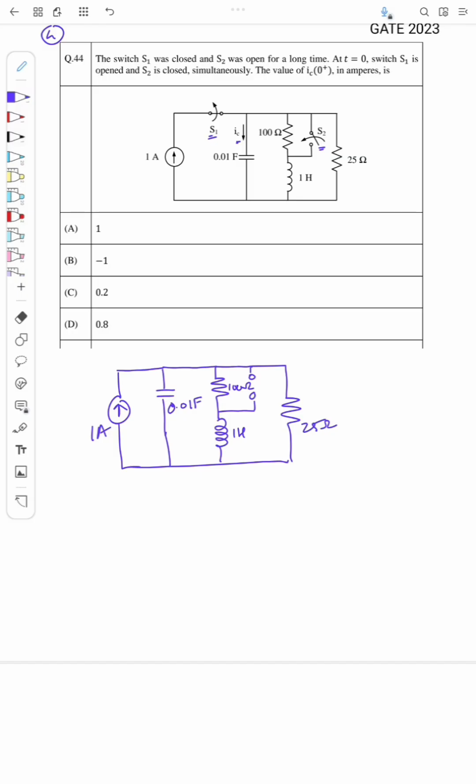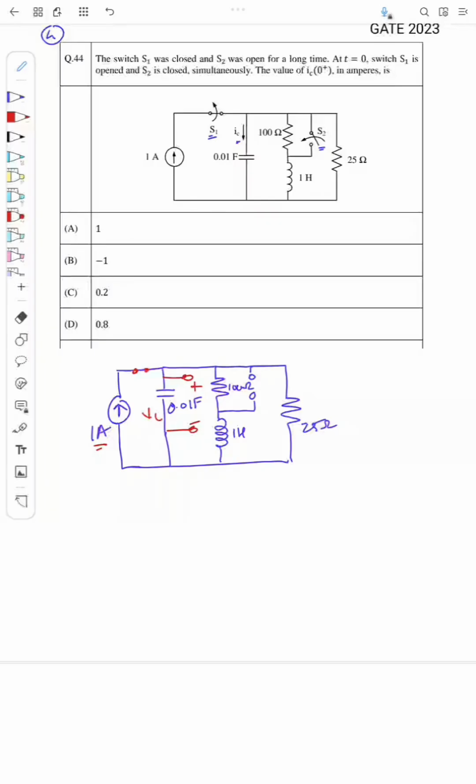So when S1 is closed for a long time and S2 is open for a long time, what happens to this capacitor? It will be like an open circuit because it's a DC current. While there will be a voltage drop across this capacitor, or the capacitor will be charged in such a way that it will have a voltage. I will call it VC.